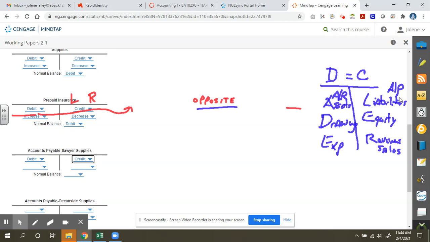So we go over here and liabilities, when we owe somebody some money, and it's an account payable. Accounts payable are liabilities. They increase on the credit side. They decrease on the opposite side. Your normal balance for payables, for liabilities, is right here, credit.